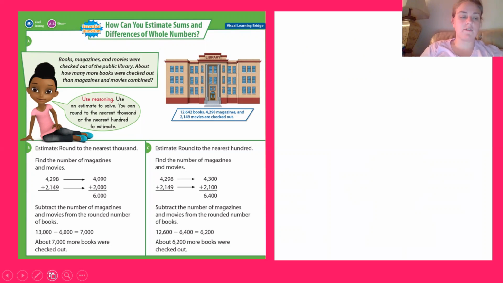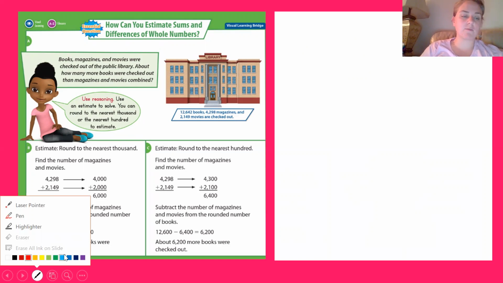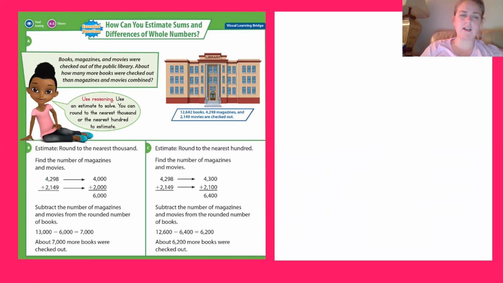So remember, just to review, if I'm trying to round these numbers, let me get my pen ready. Rounding to the nearest 1,000. So that's the number I'm going to circle. And then I'm going to look next door. If it's 4 or less, I let the circled number rest. So that means this is going to stay 4 and everything after it becomes zeros. So 4,298 is going to become 4,000.